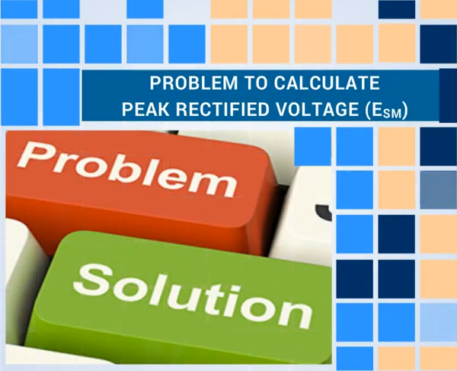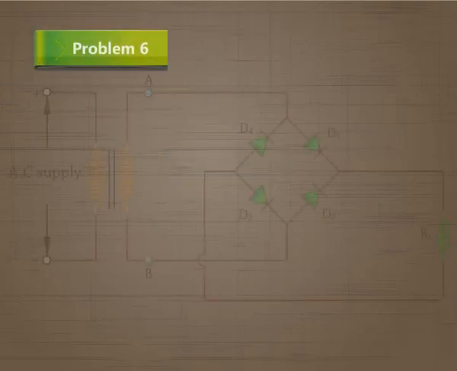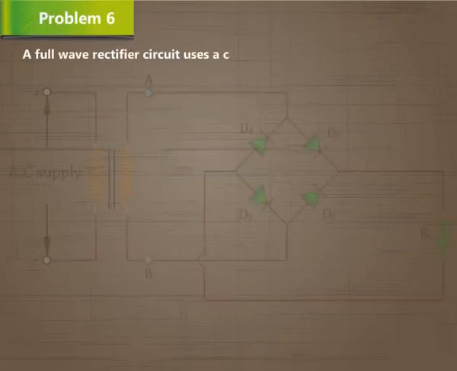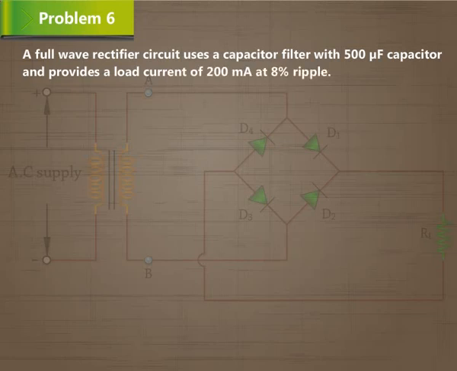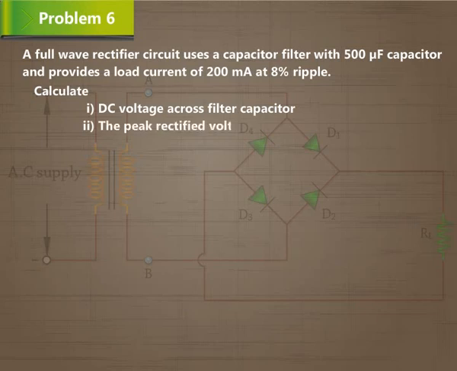Problem to calculate peak rectified voltage ESM. A full wave rectifier circuit uses a capacitor filter with 500 microfarad capacitor and provides a load current of 200 milliamps at 8% ripple. Calculate DC voltage across filter capacitor and the peak rectified voltage obtained from 50 Hz supply.